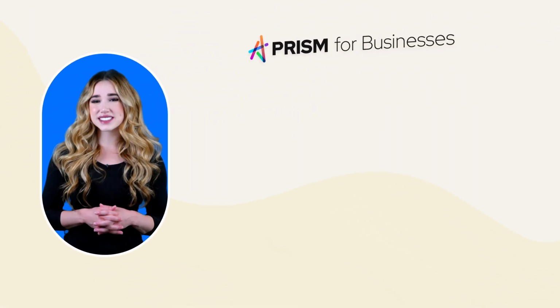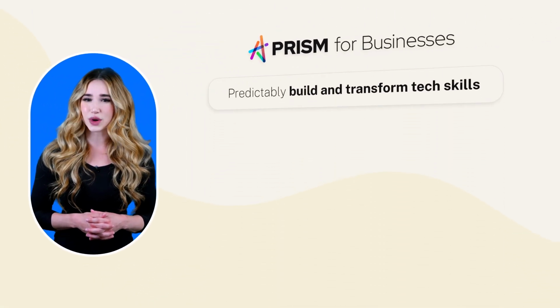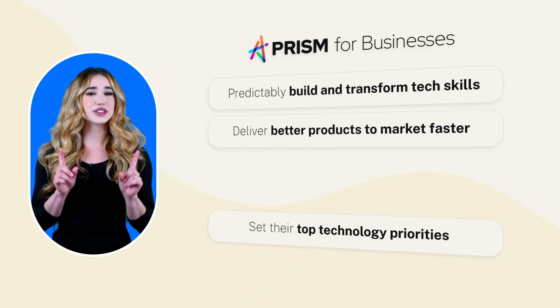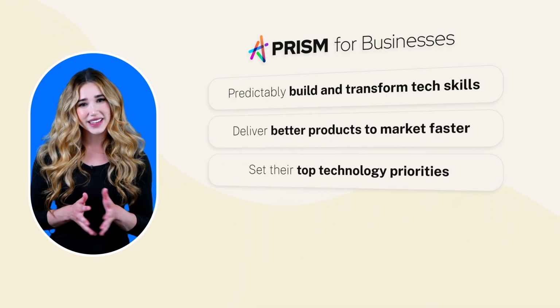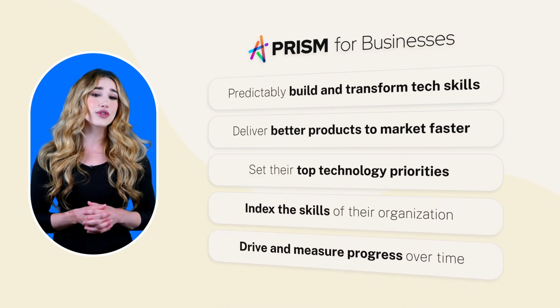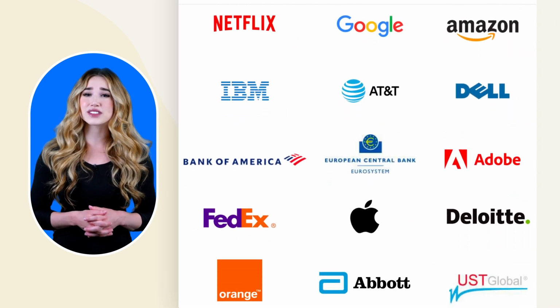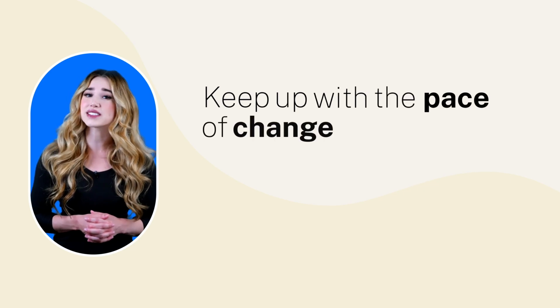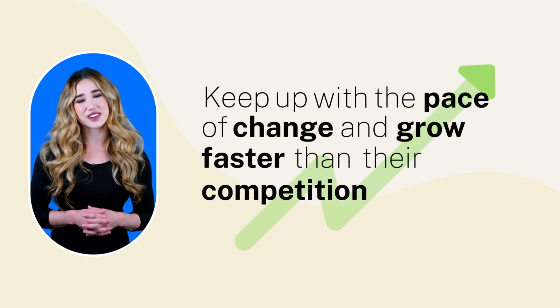With PRISM, businesses can predictably build and transform tech skills, deliver better products to market faster, set their top technology priorities, index the skills of their organization, and drive and measure progress over time. It's why fast-growing companies are getting on PRISM. They understand that it will help them keep up with the pace of change and grow faster than their competition.